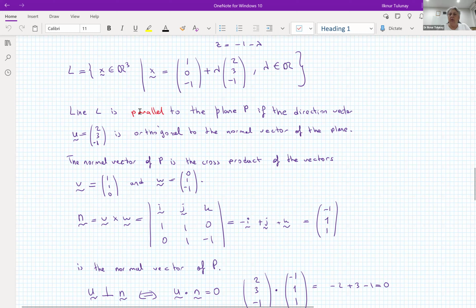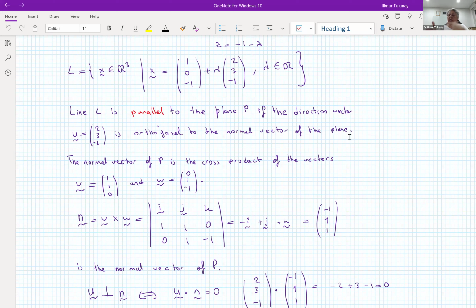This is how we are going to prove the line is parallel to the plane. And also, we need to state this. A line is parallel to a plane if the direction vector of the line is orthogonal to the normal vector of the plane. So this is how we take the definition of how a line, a one-parameter object, can be parallel to a two-parameter object in three-dimensional space: the direction vector of the line should be orthogonal to the normal vector of the plane.